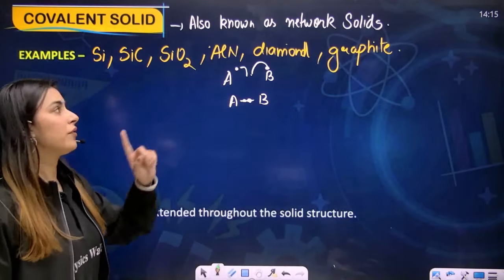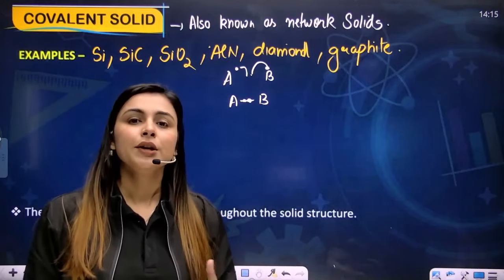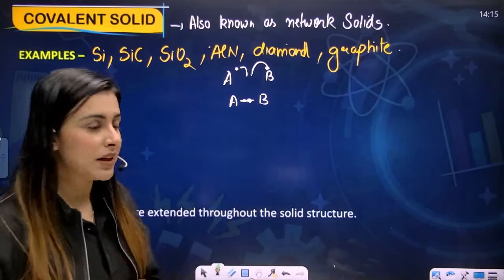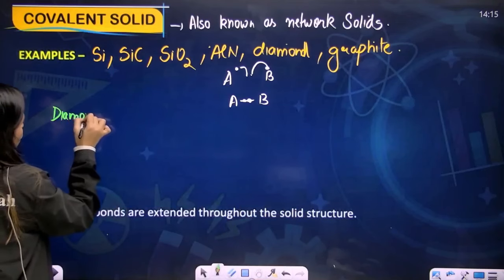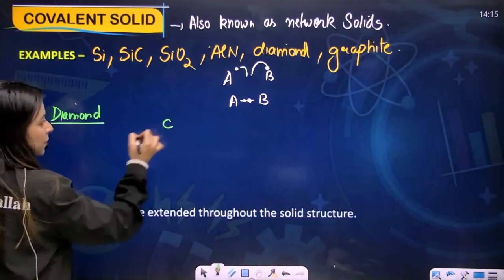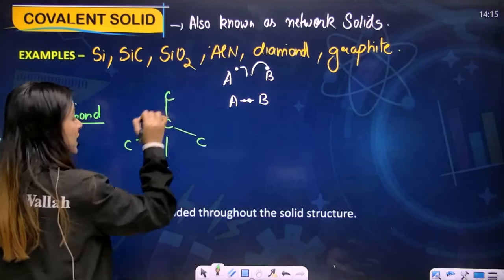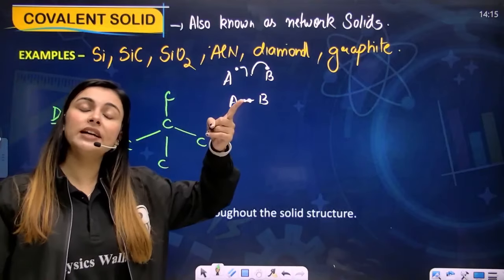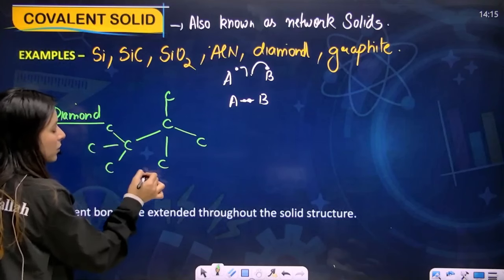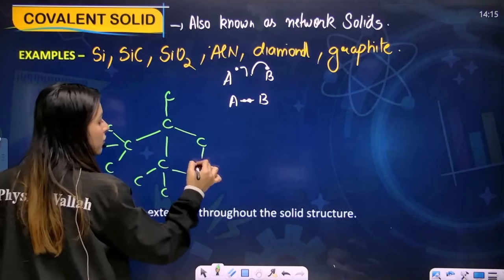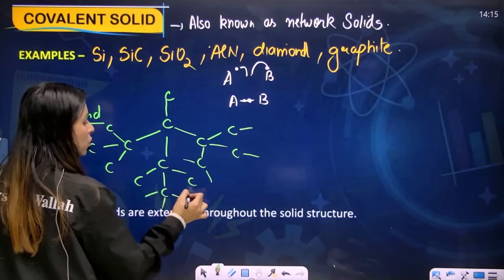Let's take the example of diamond. Diamond is made of carbon, where carbon is tetrahedrally bonded to other carbons. So what does this mean? Let's talk about diamond. You have carbon present here, tetrahedrally bonded to four other carbons. Now, each carbon in this will be tetrahedrally bonded to others. So here you will have carbon, carbon here, carbon here, and this also goes on.